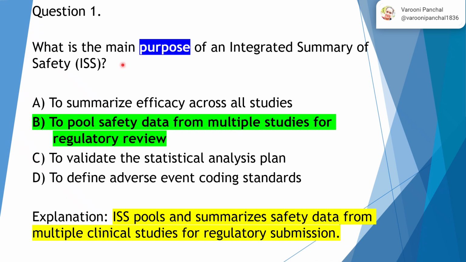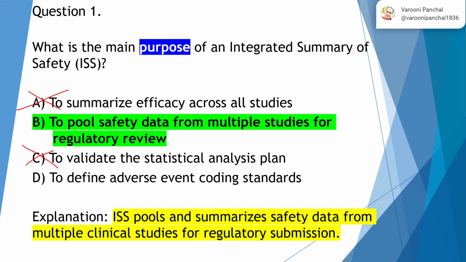Question 1. What is the main purpose of an integrated summary of safety, ISS? Option A is to summarize efficacy across all studies. Now, the question is related to safety, so it is not related to efficacy, right? So A is not the right answer. To validate the statistical analysis plan, says option C. Now, we are talking about ISS safety, right? We are not talking about SAP. So this is not the right answer.